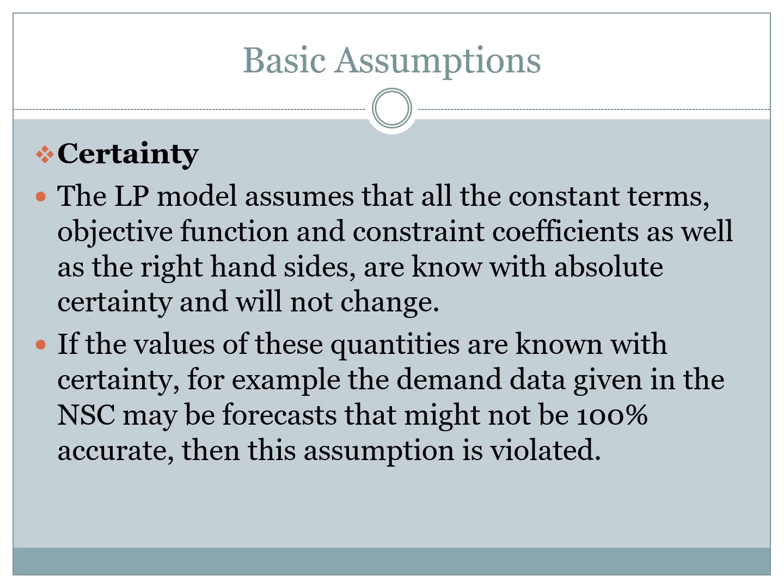Next one is certainty. The linear programming model assumes that all the constant terms, objective function and constraint coefficients, as well as the right hand sides, are known with absolute certainty and will not change. If the values of these quantities are not known with certainty, for example, the demand data given may be a forecast that might not be 100% accurate, then this assumption is violated.